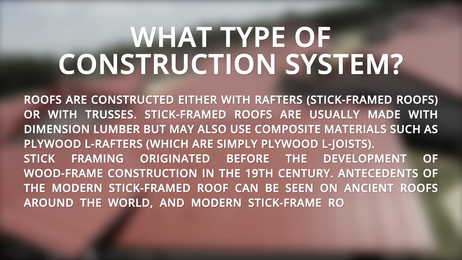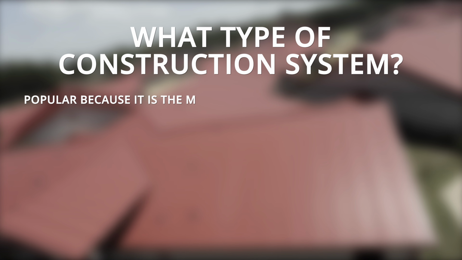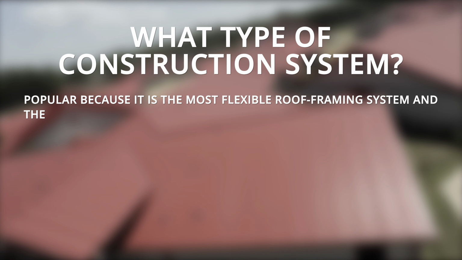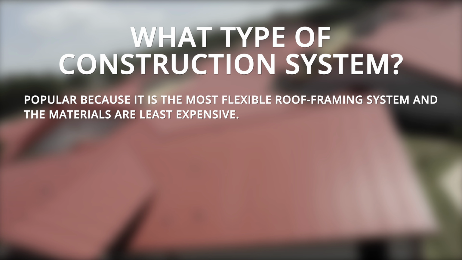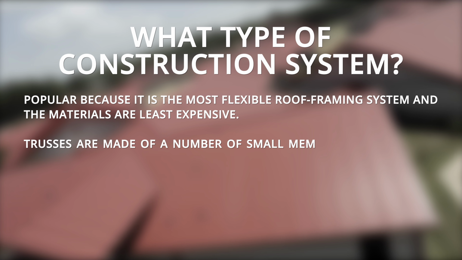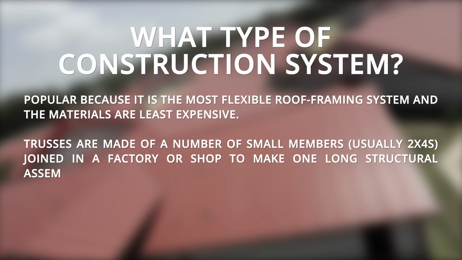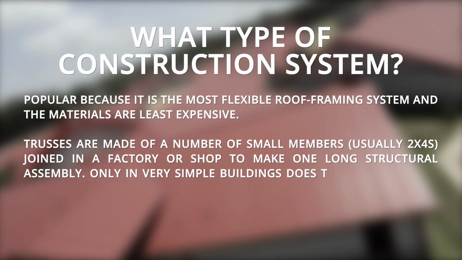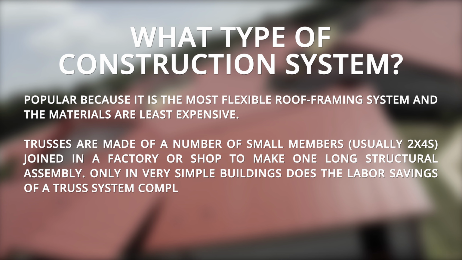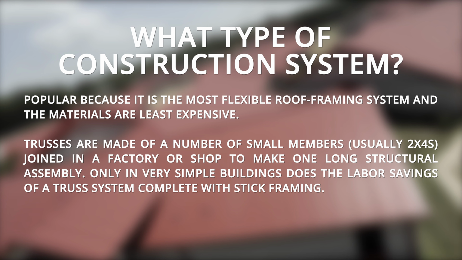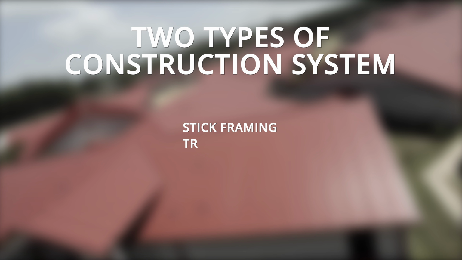And modern stick frame roofing remains popular because it is the most flexible roof framing system and the materials are least expensive. Trusses are made of a number of small members, usually 2x4s, joined in a factory or shop to make one long structural assembly. Only in very simple buildings does the labor savings of a truss system compete with stick framing. 2 types of construction system: stick framing, truss framing.